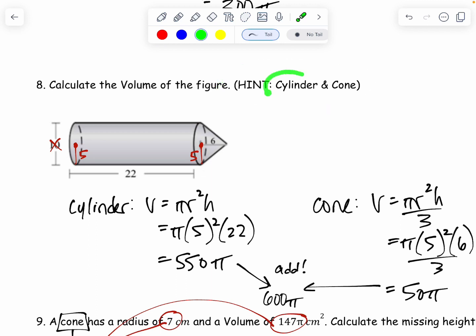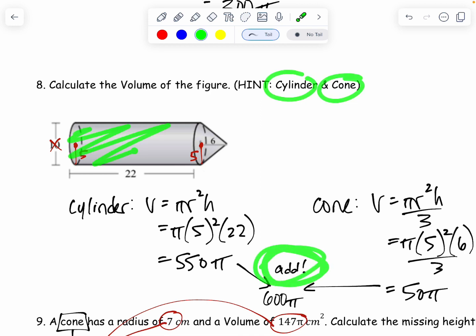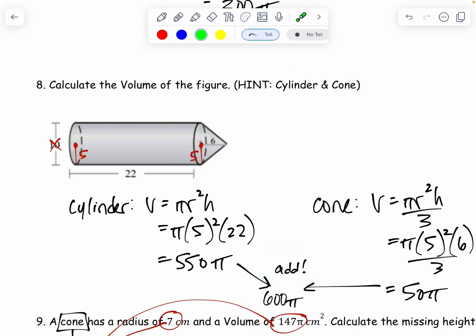Well, you do a cylinder and a cone and you add them together because this is a cylinder and then over here is a cone and they're stuck together, so we add them. Another kind of tricky thing about this is the cylinder, they were given the diameter, so I crossed it out and I wrote 5 because 5 is the radius. That's what we need for the formula. So I did the cylinder first and I showed all my work and I plugged in the 5 for the radius and I plugged in the height, which is 22.